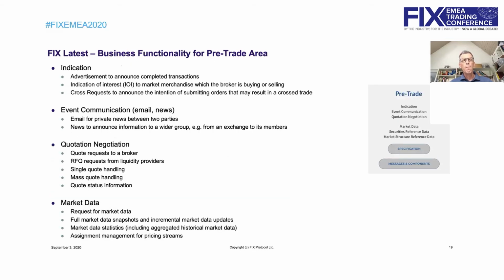So the pre-trade area, I will just briefly go over some of the things here that you may not be aware of. Others have been there for 20, 25 years. You are well aware of them probably. So in the indication area, the IOIs should be well known. Cross request, maybe less, the way you can announce the intention of submitting orders that may result in a cross trade. And self-match prevention is a topic for regulators. So there's some functionality in there to fulfill regulatory requirements.